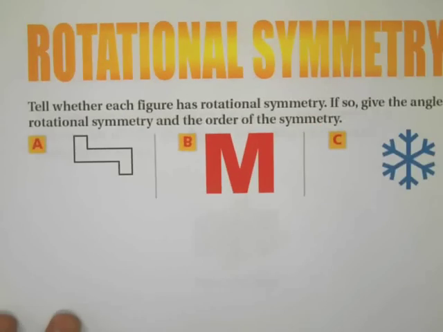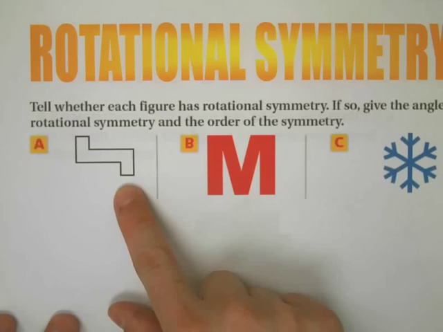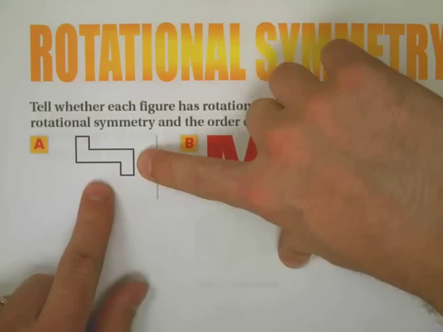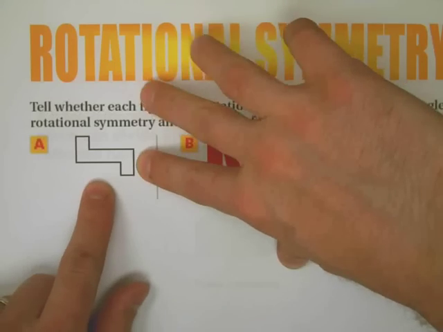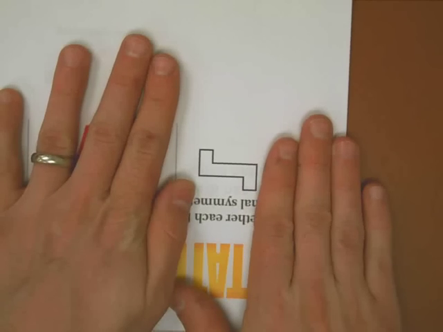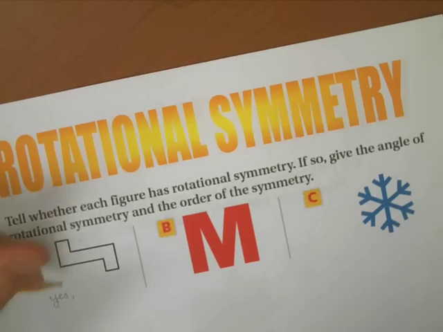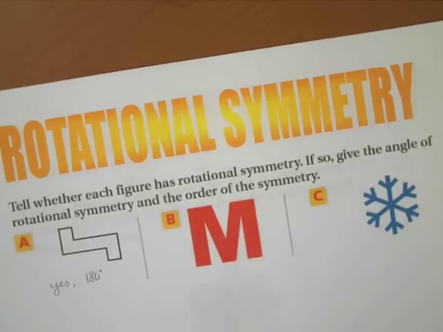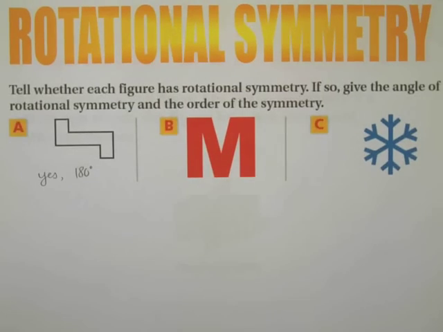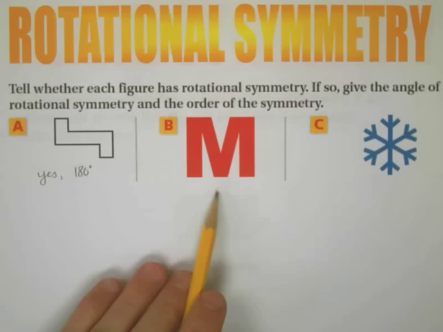Let's look at these, right? Can I rotate shape A? Yeah, I can. It has rotational symmetry. Look at this. Ready? Now I'm going to flip it 180 degrees. Sure looks like the same shape that we started with, doesn't it? So we say that, yes, it has rotational symmetry, and the degree of rotational symmetry would be 180 degrees. 180 degrees is how far I have to rotate it in order to get it back to where it looks like the same thing as what I started with.